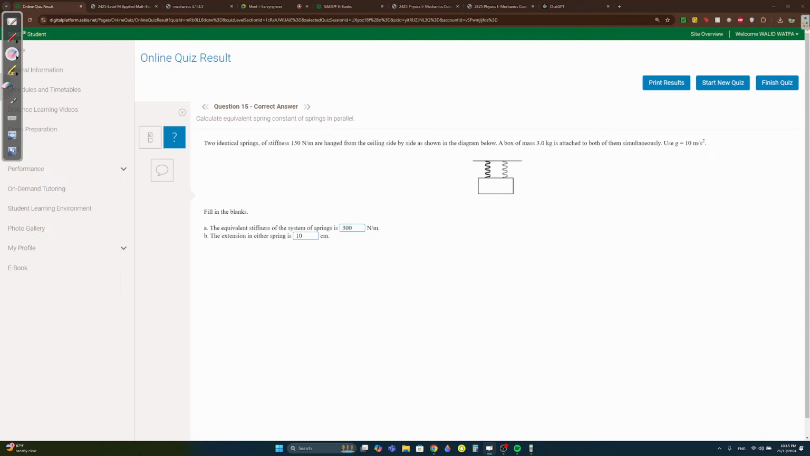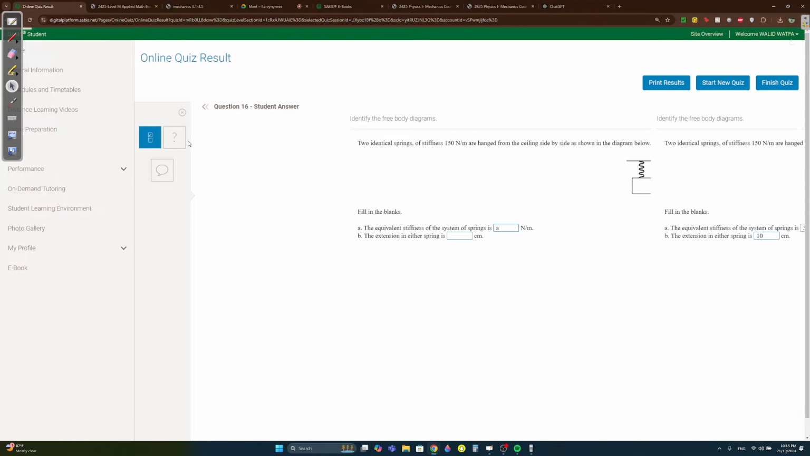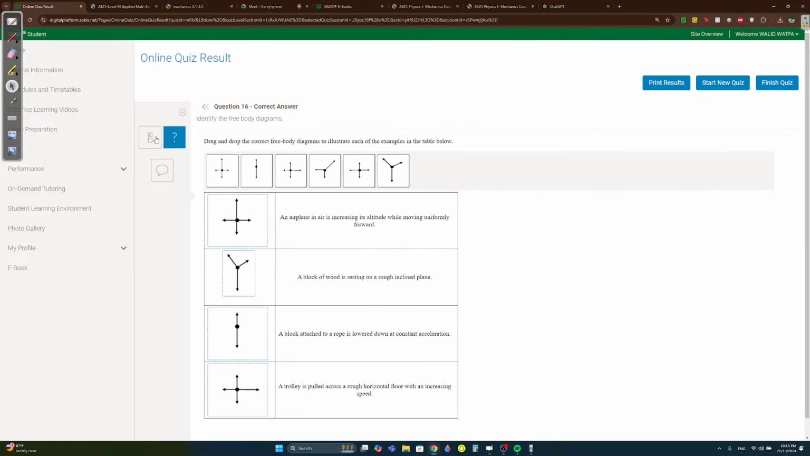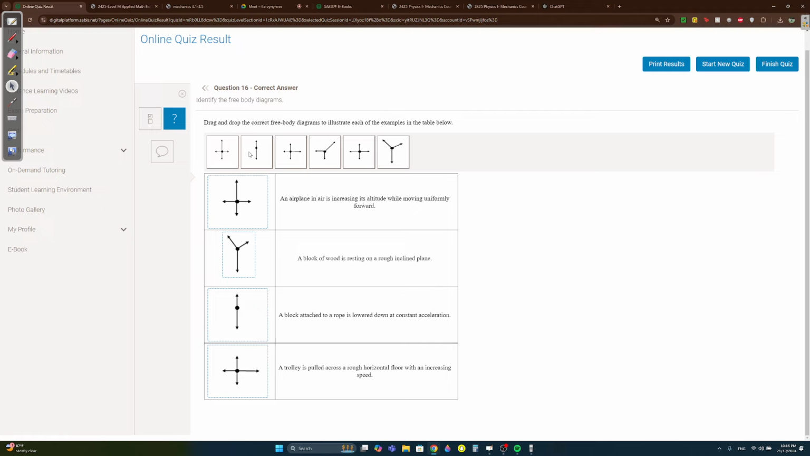Okay. Question 16. This one is very easy. You have to put the free body diagrams. You should know this. An airplane in air is increasing its altitude while moving uniformly forward. If it's increasing its altitude, it's going up while moving uniformly forward, so the front and the back cancel each other out. A block of wood is resting on a rough inclined plane. If it's resting, I don't agree with this, honestly.